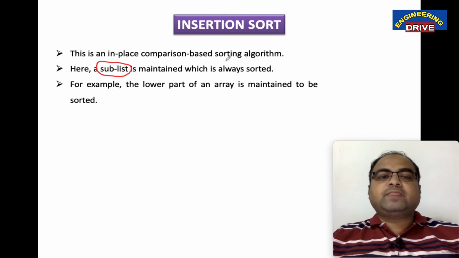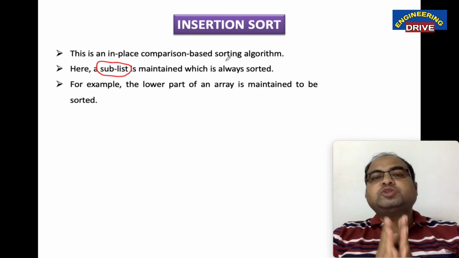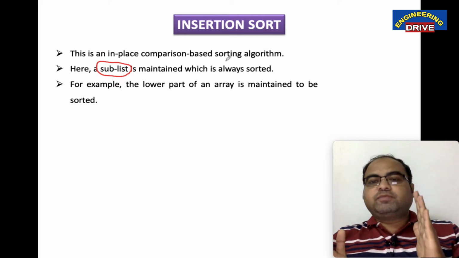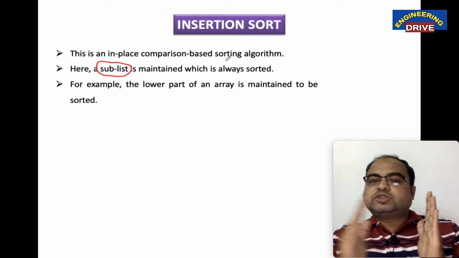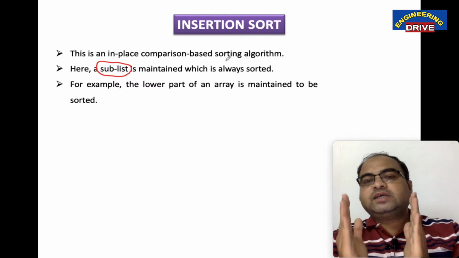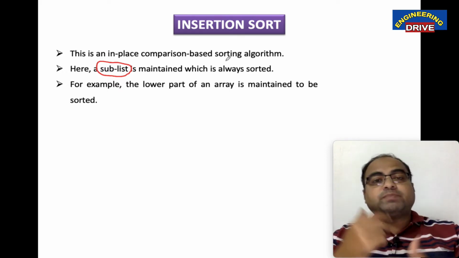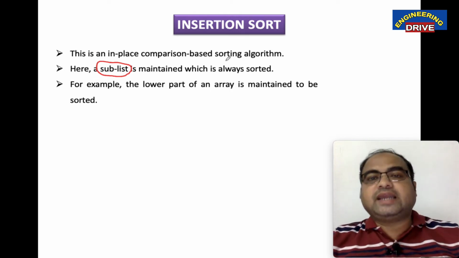Next point, for example, the lower part of an array is maintained to be sorted. Here an array will have two parts, the left part and the right part, or the lower part and the higher part. The leftmost part of the array is what we will always maintain as a sorted sublist. How we are going to do that, I will give you one practical example so that it will be clear, but these are the theoretical aspects first.